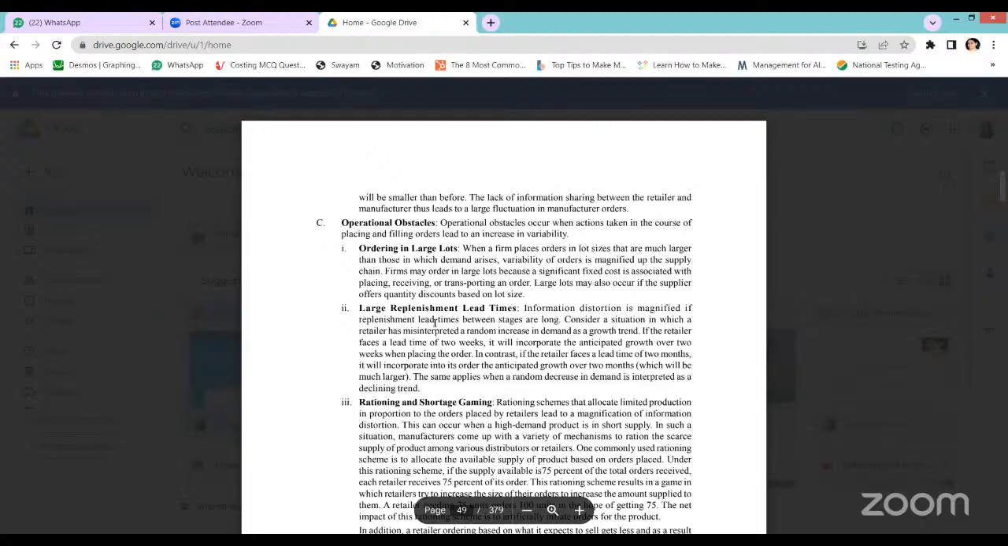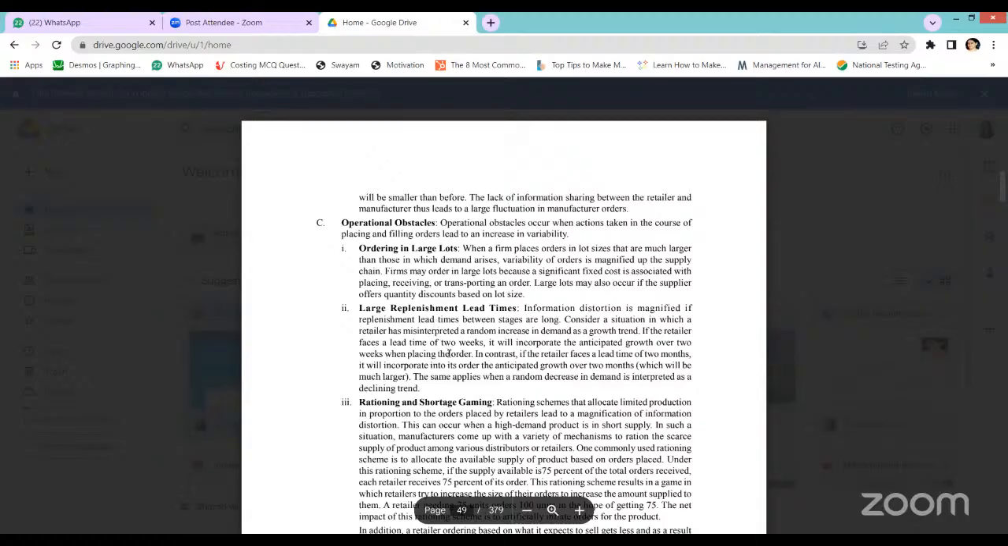Large lots may occur if the supplier offers quantity discounts based on the lot size. If the supplier is giving discounts based on the lot size, and you are ordering a large lot, that may be a problem. Large replenishment lead times, like the lead time between the stages is long. Again, this will be a problem.